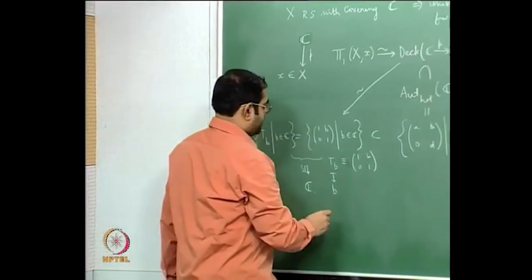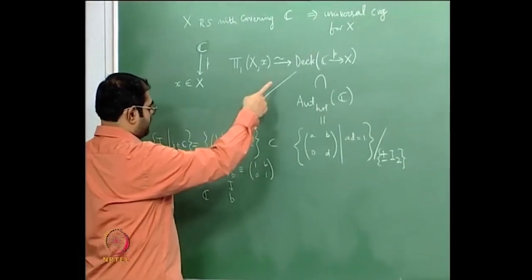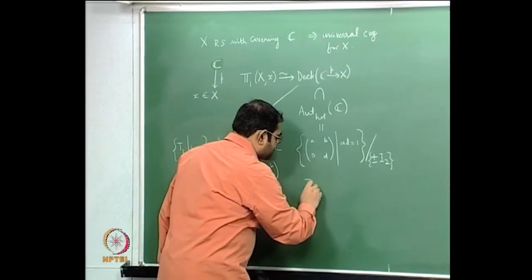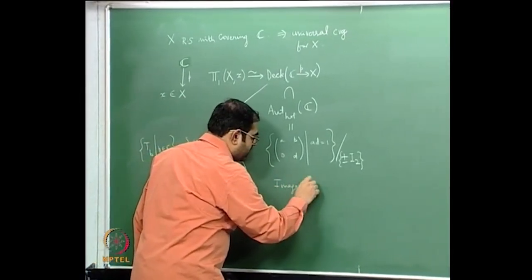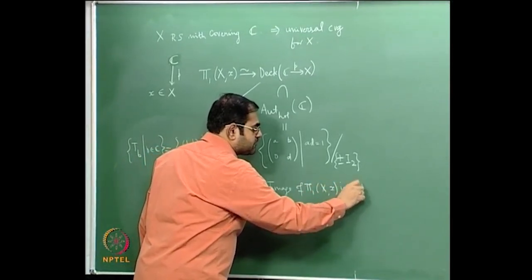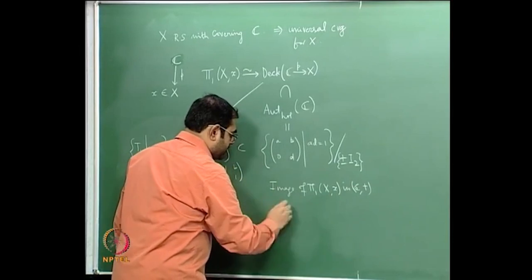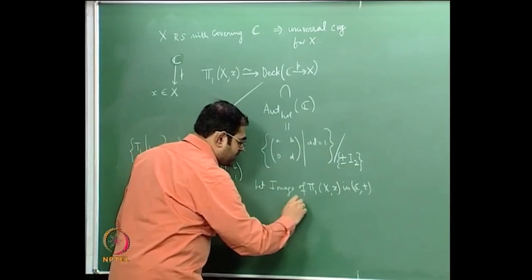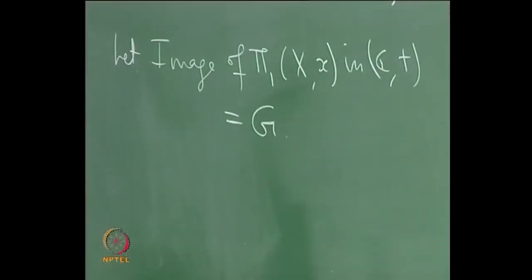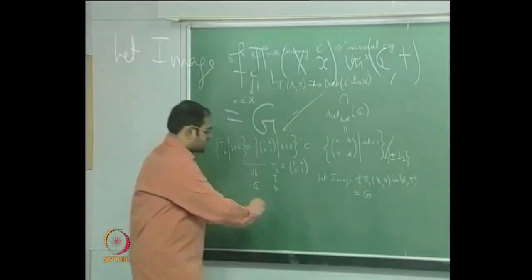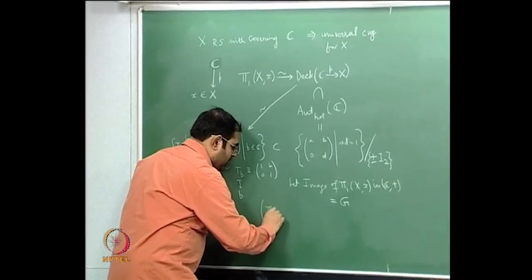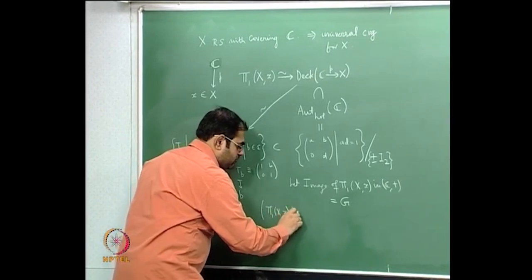Let the image of pi 1 of capital X comma small x in C comma plus be equal to G. Let us call it G. Of course we get that pi 1 of X has to be abelian.